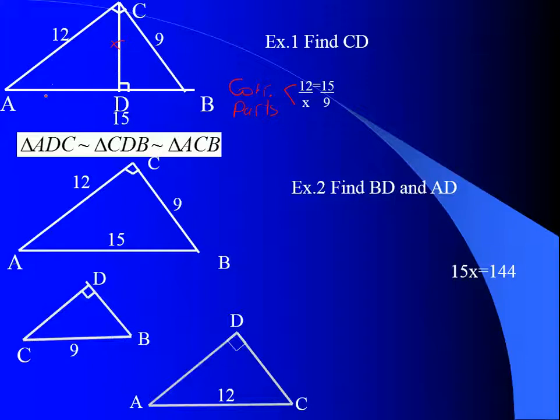Then what else do I know? I know the hypotenuse of this big triangle. It is 15. And I also know the hypotenuse of the little triangle, which is 9. So we're trying to make ratios out of corresponding parts.